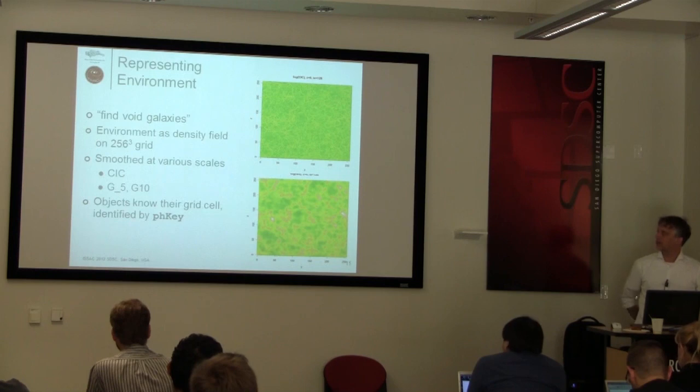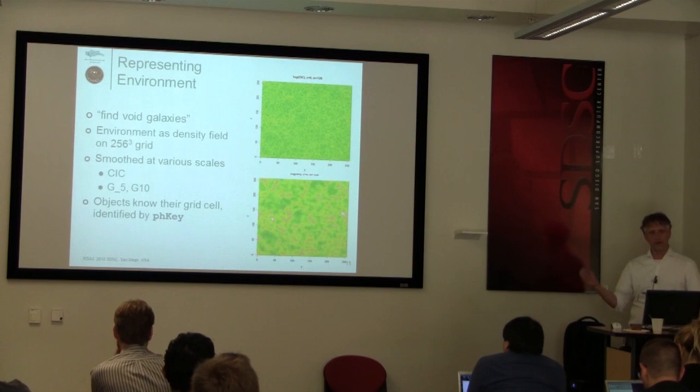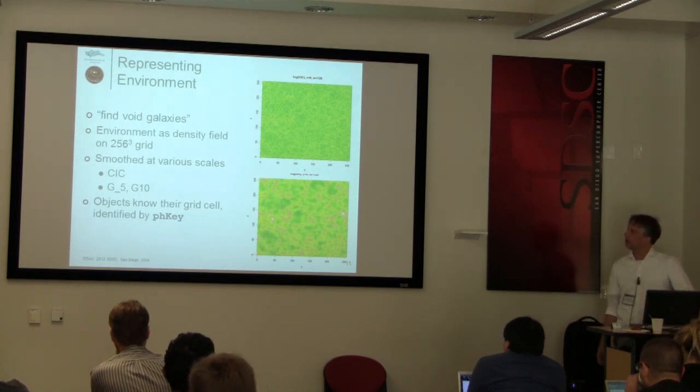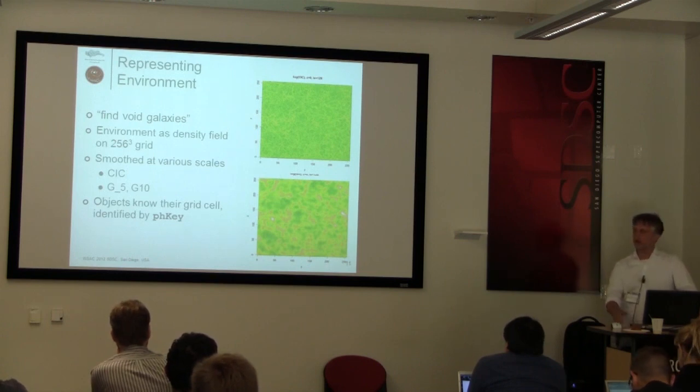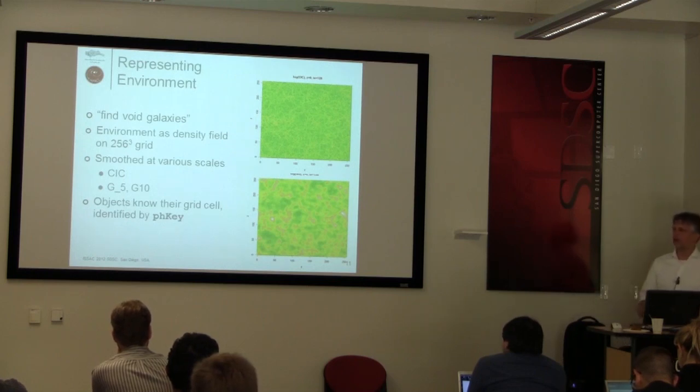But what we can do is represent the dark matter density field simply by putting it on a grid. So say for the Millennium, we've put the density field on a 256 cubed grid with a cloud in cell interpolation. And then we took that density field and smoothed it with a Gaussian kernel on different radii. The cells themselves are somewhat less than 2 megaparsec, but we have smoothing at 2.5, 5, and 10 megaparsec.